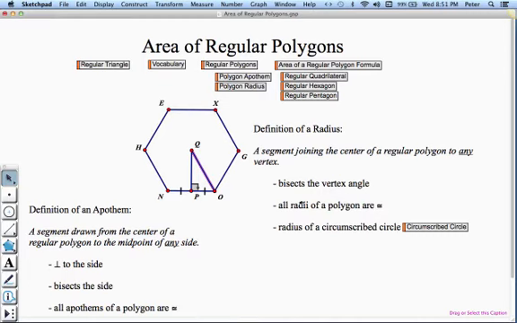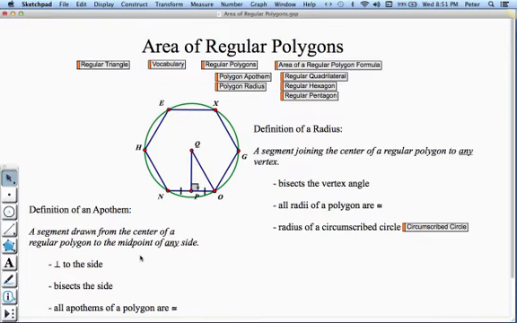All radii of a polygon are congruent, just as all radii of a circle are congruent. And the radius of the polygon is also the radius of the circumscribed circle. So the apothem is the radius of the inscribed circle. The radius is the radius of the circumscribed circle. Okay, make sure that you have all of these properties of a radius in your notes, along with all the properties of the apothem. If you haven't, stop the video, rewind, and make sure you have all those in your notes.